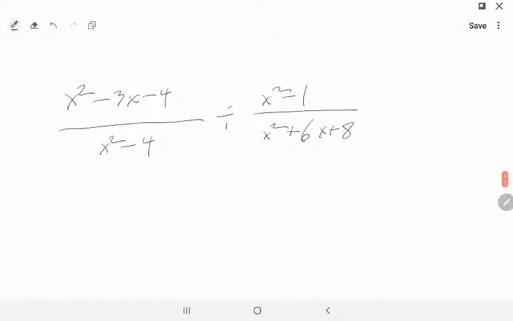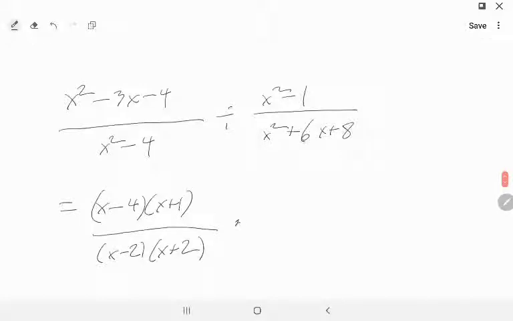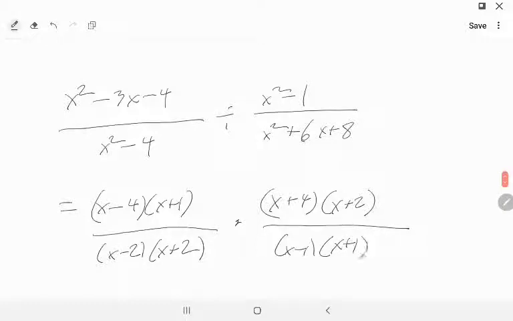We notice, again, we're looking at that as x minus 4 times the quantity x plus 1 divided by the quantity x minus 2, x plus 2, then multiplying that by x plus 4, x plus 2. We know x squared plus 6x plus 8 is the quantity x plus 4 times the quantity x plus 2. And because it's division, we move it to the numerator. And then they'll be divided by x squared minus 1, which factors as x minus 1, x plus 1.